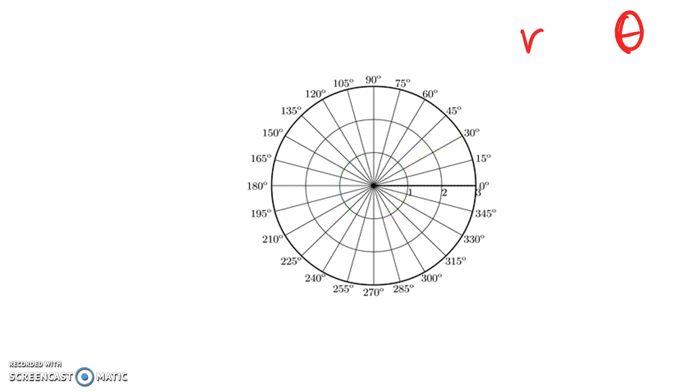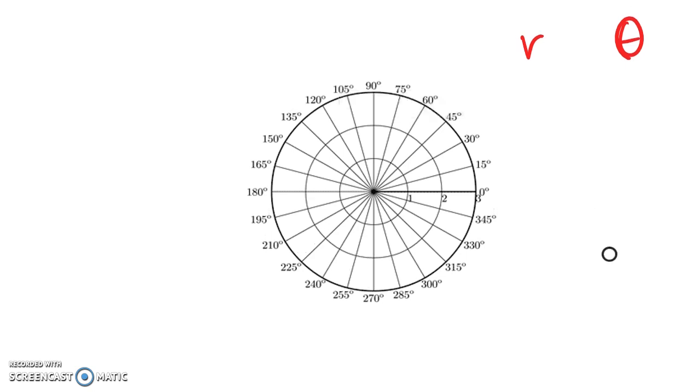Okay, that's the basic difference between Cartesian and polar coordinates. In the next couple of videos, we'll talk about how you can convert between those two coordinate systems. Hope that helps.